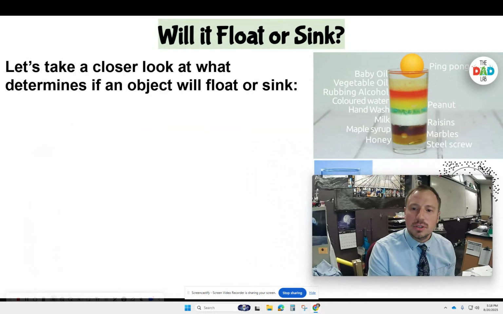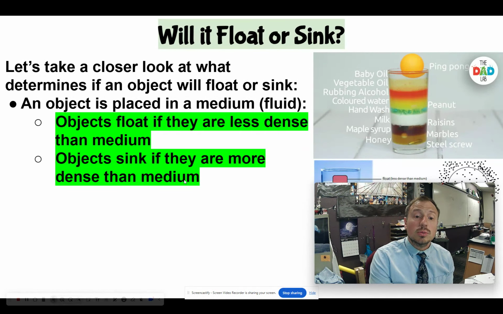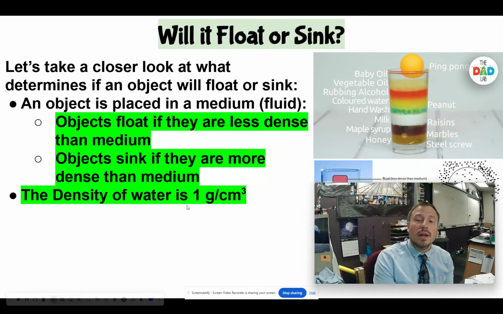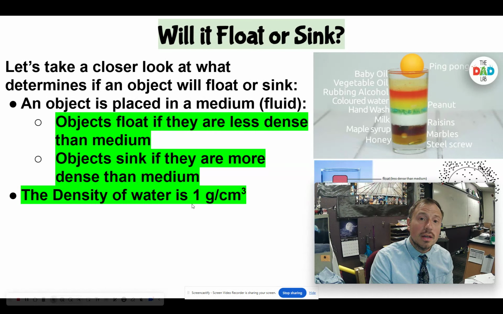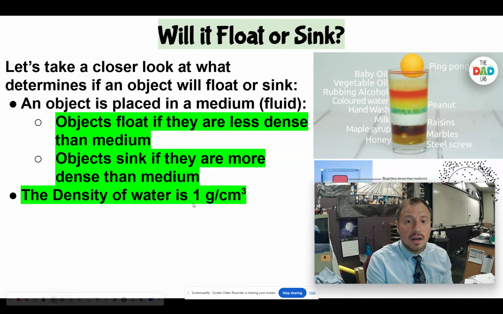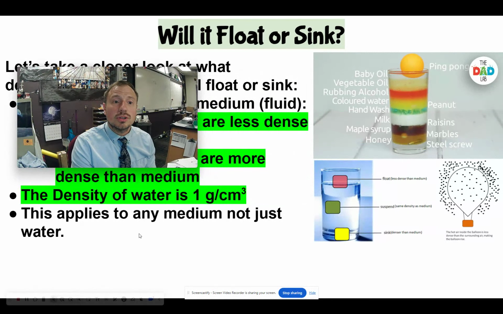So the question is, what determines if an object will float or sink? So it all does have to do with density. So if an object is placed in a medium or a fluid, right, it doesn't have to be liquid, it could also be air, that object will float if they are less dense than the medium. Objects will sink if they are more dense than the medium, and the density of water is 1 gram per centimeter cubed. Right? Now, like I said, some other liquids might have different densities, but this is how to tell if it floats or sinks in water. If it's less than 1, it's going to float. If it's more than 1, it will sink.